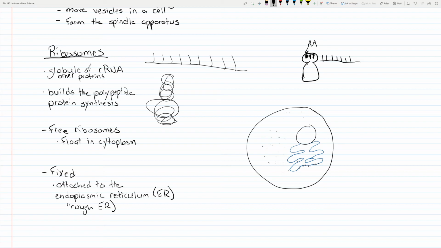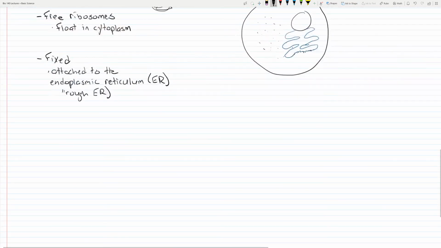And where are they found? You find them in two places. The free ones just float around the cytoplasm. Fixed ones are attached to the endoplasmic reticulum. And what do they do? Protein synthesis. They assemble the protein of protein synthesis. Done and done.